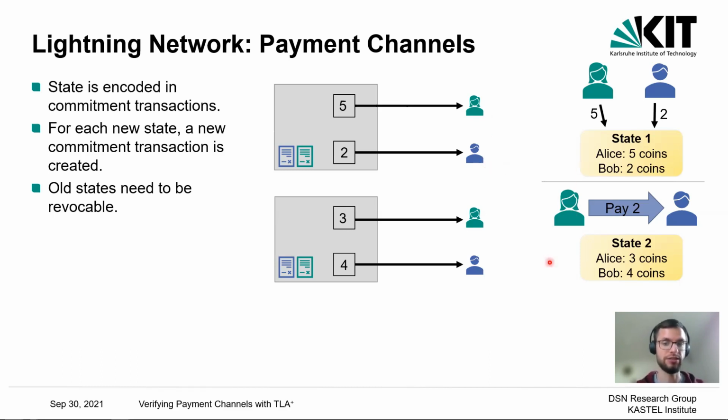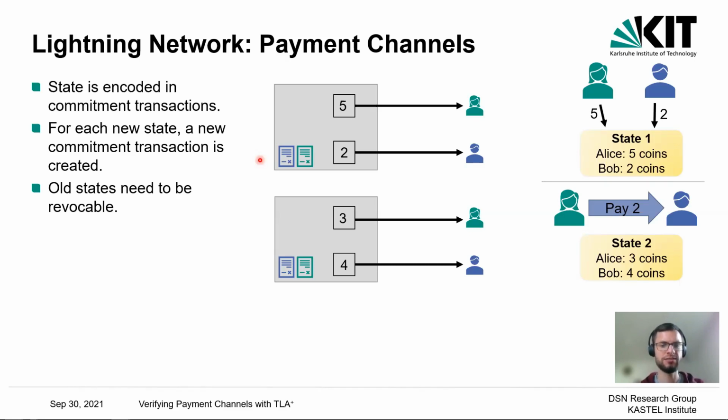And if a new state is created, Alice and Bob simply sign a new commitment transaction that sends, according to the state, 3 coins to Alice and 4 to Bob. And now we have the problem that both of these commitment transactions are valid, because both of them are signed by Alice and Bob. And when the second state is created, Alice and Bob cannot simply make this first commitment transaction invalid because it has already been signed.